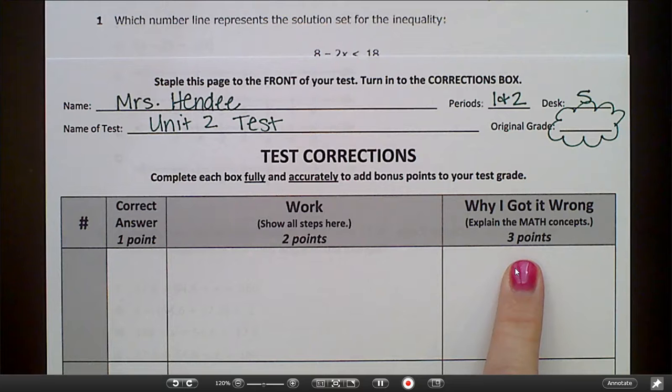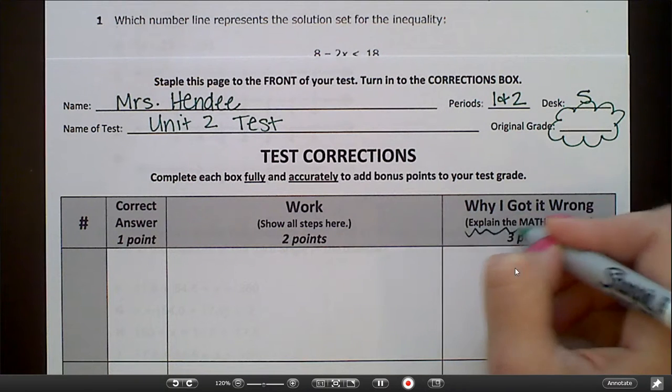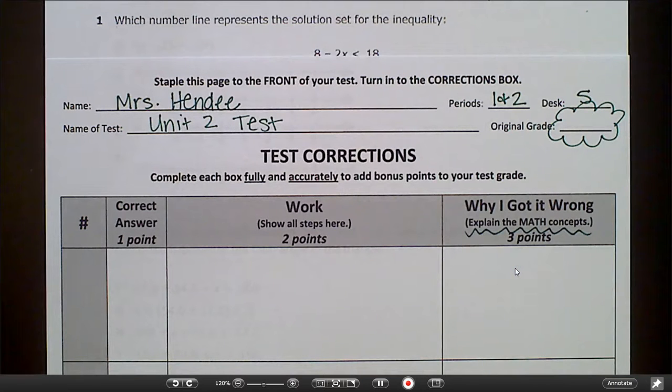And this could change later, but for right now, giving me the correct answer is only worth 1 point. Because really, the correct answer is not the biggest thing that I care about. I want you to get it right, but I want you to understand it more. Your work, showing all of your steps, is worth 2 points. And then the most valuable piece is why you got it wrong. And I don't want to know, like, oh, I skipped it, or I got it wrong because I forgot how to do it, or something like that, something that's generic. I want you to please explain the math concepts that you missed.